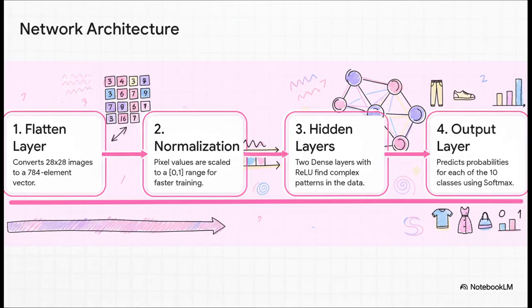So let's quickly walk through how our network is actually built. It's basically a four-step assembly line. First, we take that square image and flatten it into one long line of numbers. Easy enough. Then we normalize those pixel values, which really just means we squish them into a standard range. This helps the network learn a lot faster. Third, and this is the important part, the data hits the hidden layers. This is where all the thinking happens. And finally, the output layer makes its final prediction, giving us the probability for each of the 10 categories.